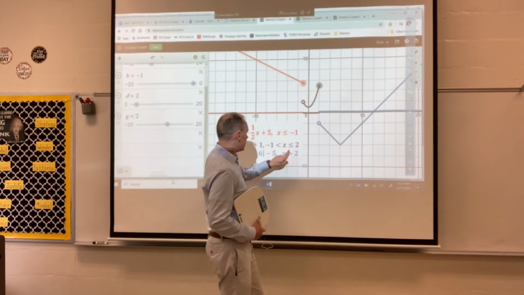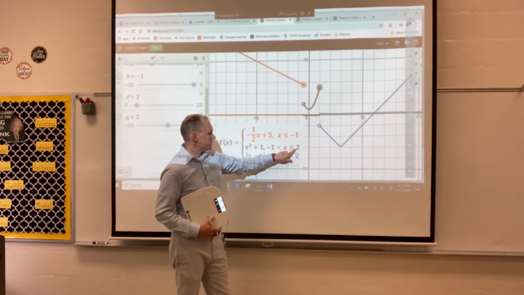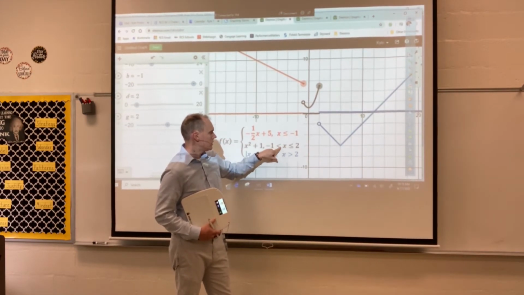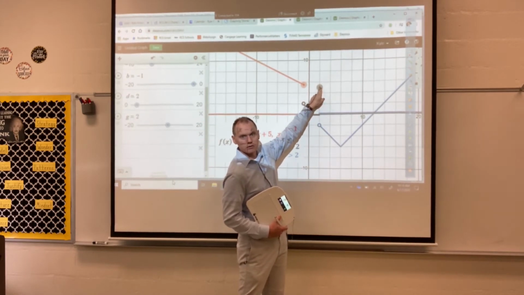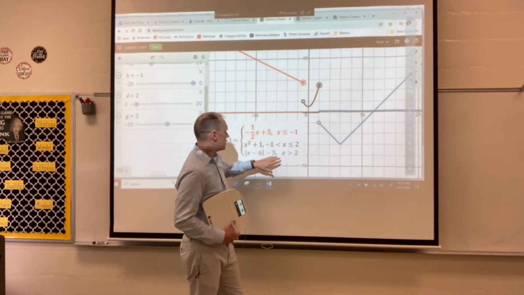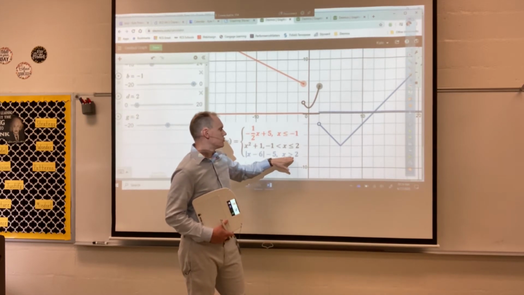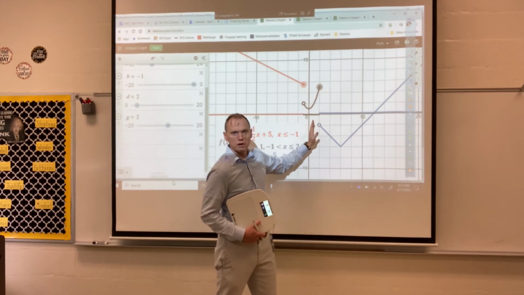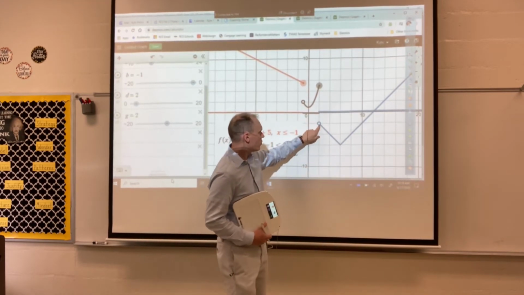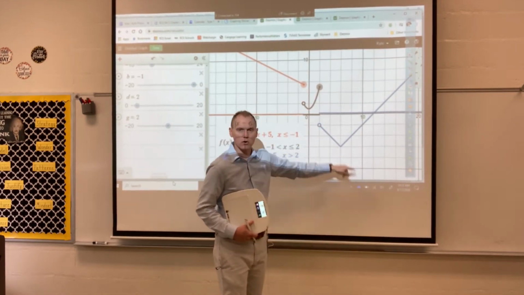Keep in mind that because this one was in between -1 and 2, but including 2, that's why this dot, or circle, is filled in. Whereas the absolute value is all x values greater than 2, so at 2, it's not included. Just everything beyond 2. So 2.1, 2.2, 2.3, and so on.